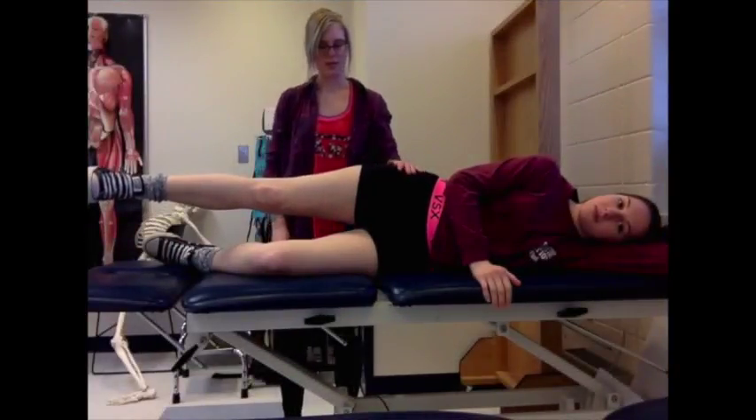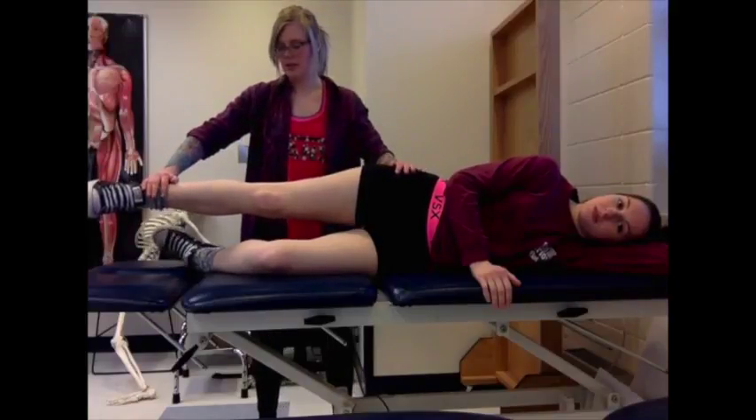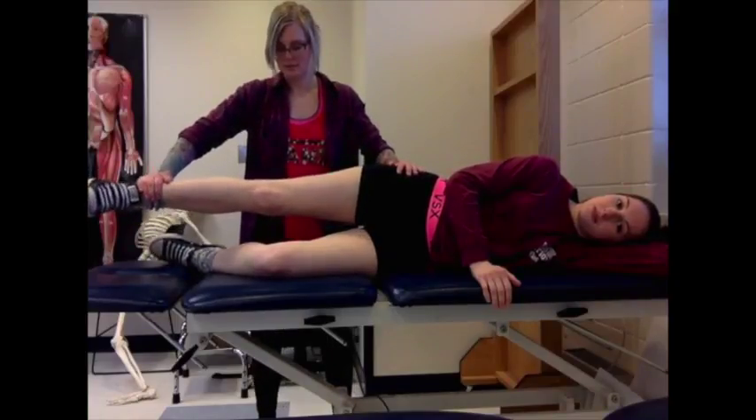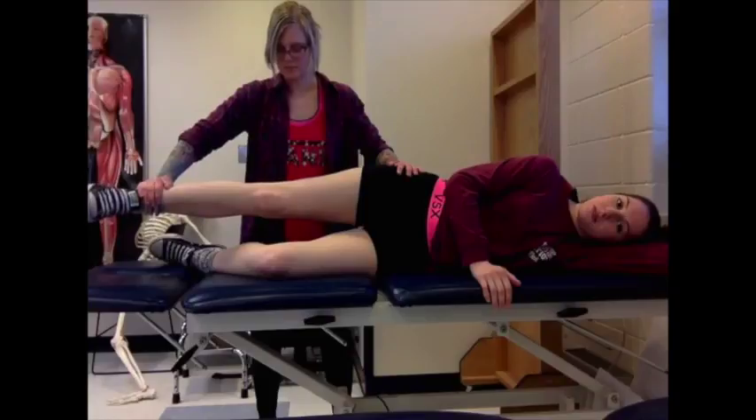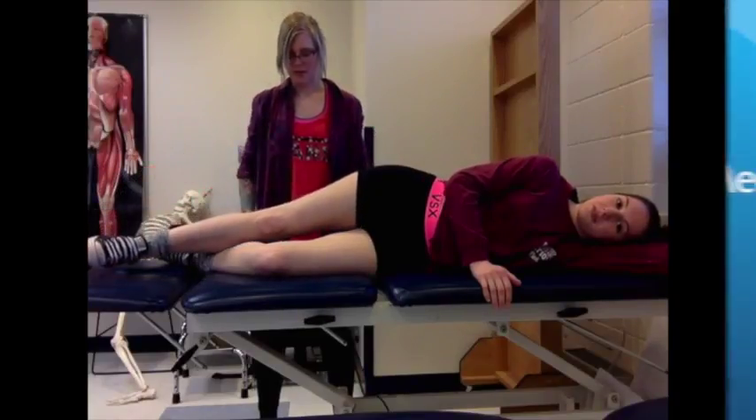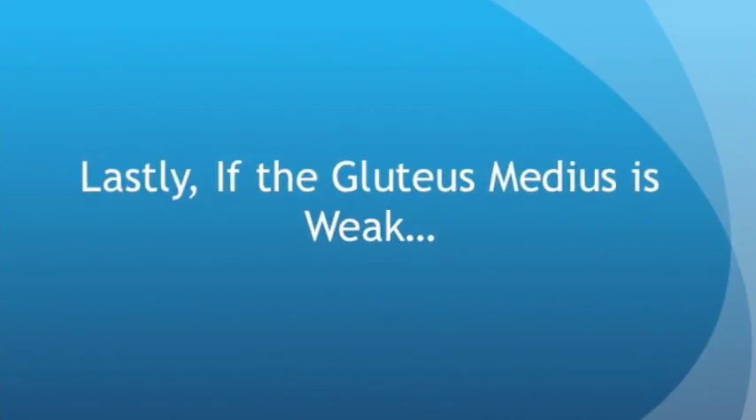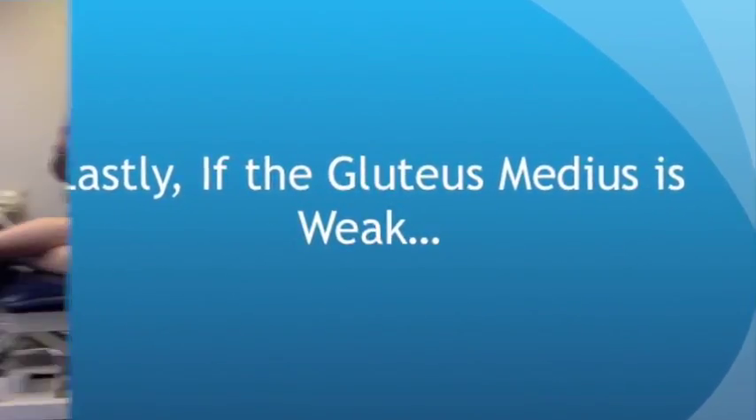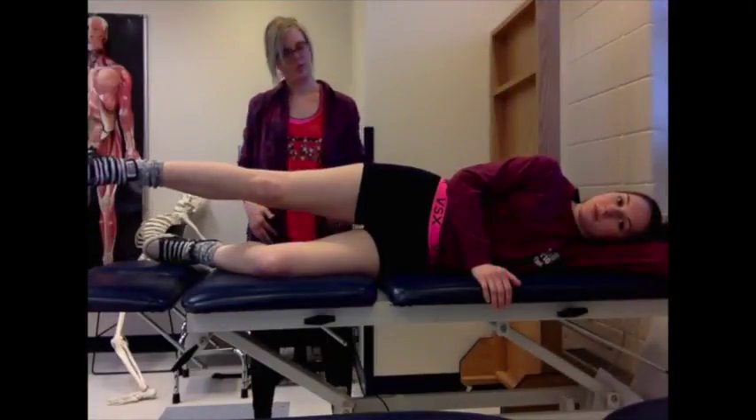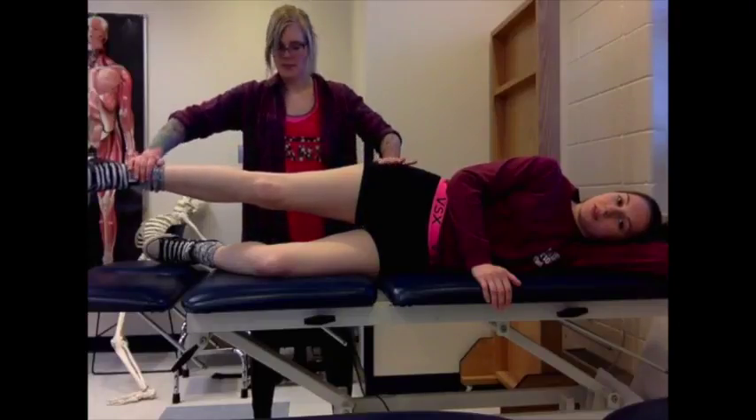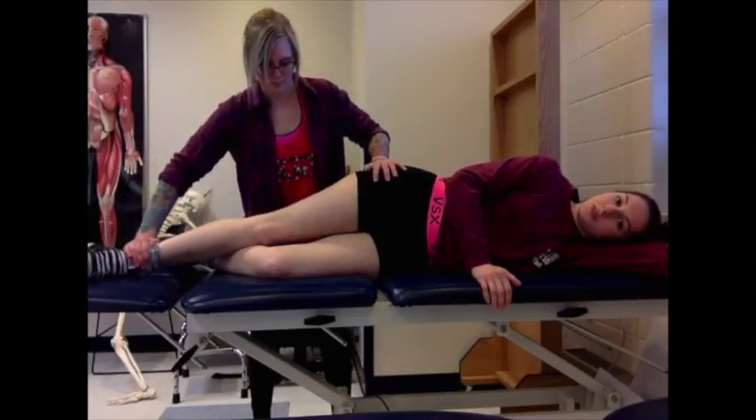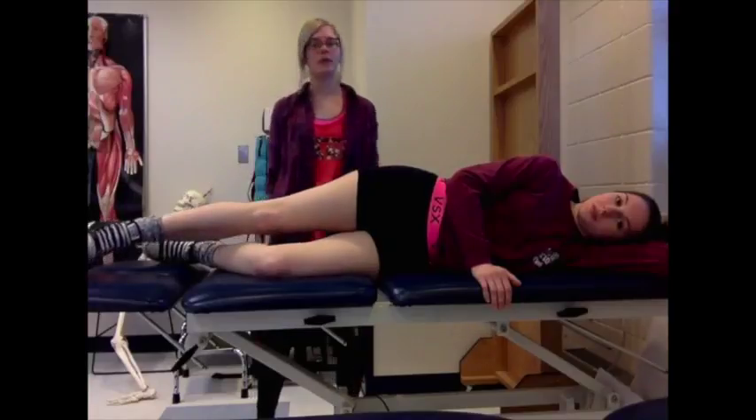Here, when the SPTA applies maximum force to the patient's lower extremity, she is able to resist. This means the patient has 5 out of 5 strength. If a patient does have weakness of the gluteus medius muscle, they will be unable to provide adequate resistance to the force provided by the clinician.